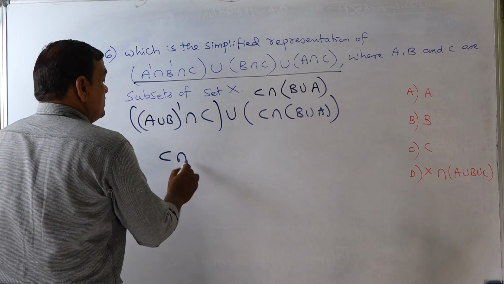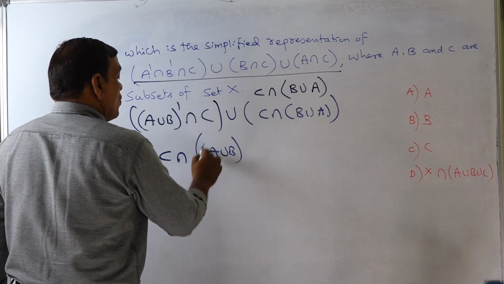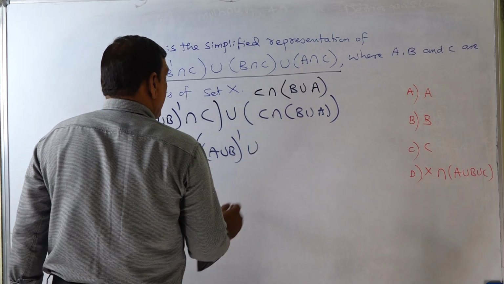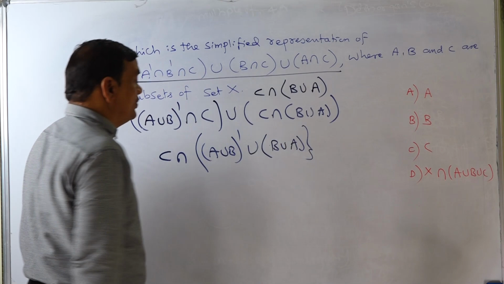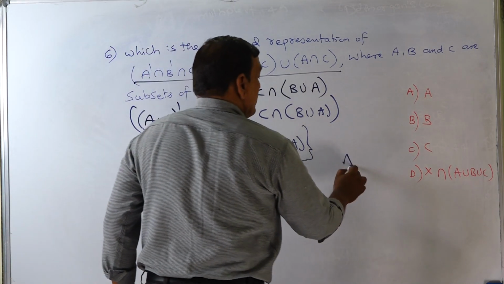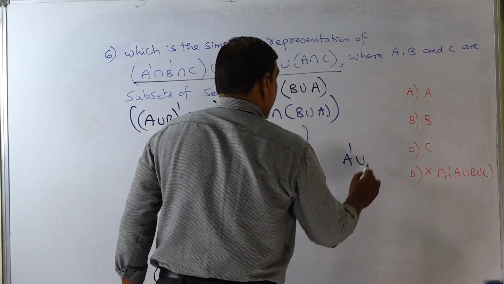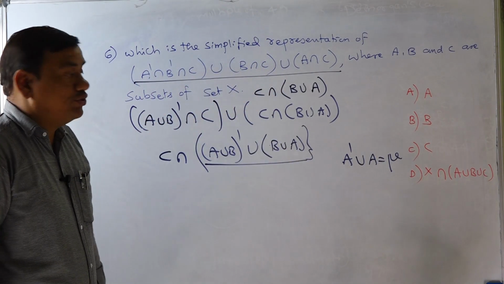That is C intersection. This is A union B whole complement union B union A. Apply the distributive property here. See here we have a property: A complement union A is nothing but the universal set. It is nothing but the universal set.